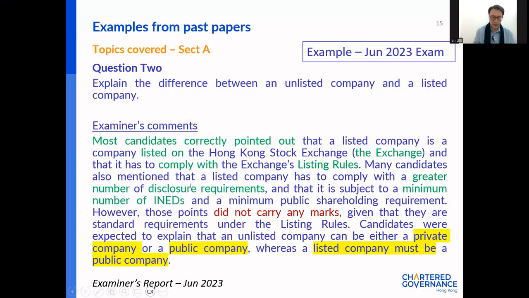Okay, let's now look at another question. Question 2 from June 2023 exam. Explain the difference between an unlisted company and listed company. So this one is very similar to the previous question, but not exactly the same.